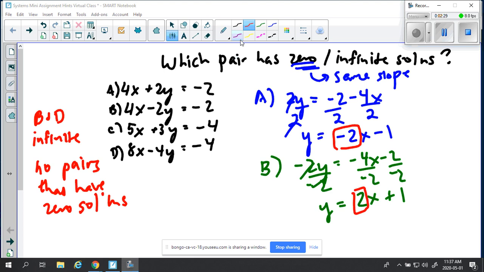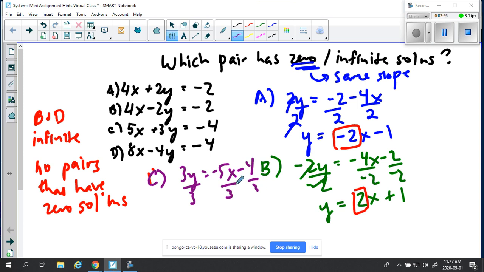So what I've done here is I've just rearranged each equation so that I can read the slopes, y equals mx plus b. So the slope of A is negative 2, according to the rearranged form. The slope of B is 2. So they are not the same. They're not parallel. I can also do the rearrangement for part C, which will have 3y is equal to negative 5x minus 4. And I can divide everything by 3. So you can see that this one has a slope of negative 5/3. So that's still not the same.